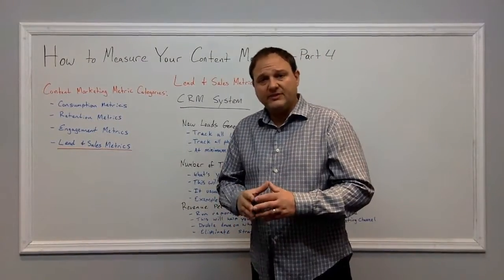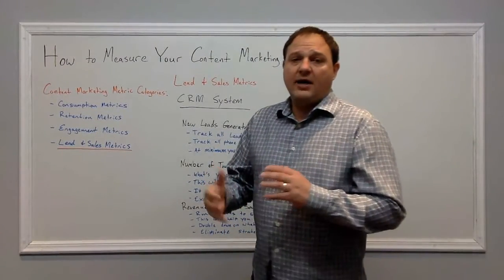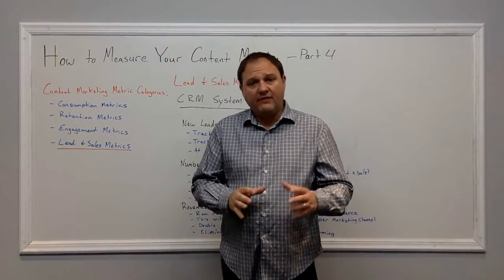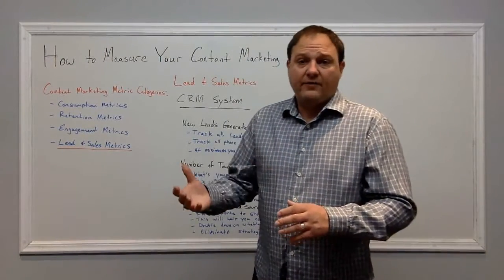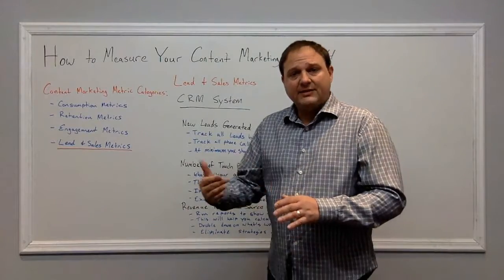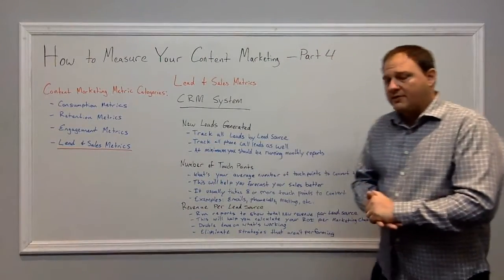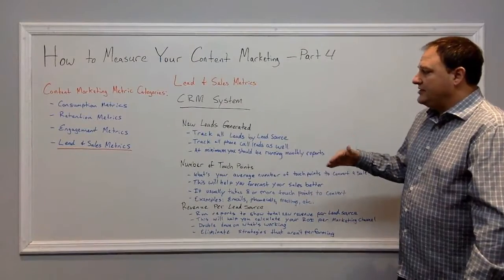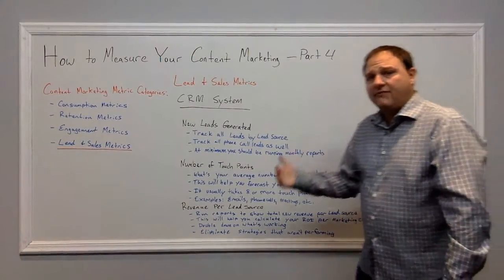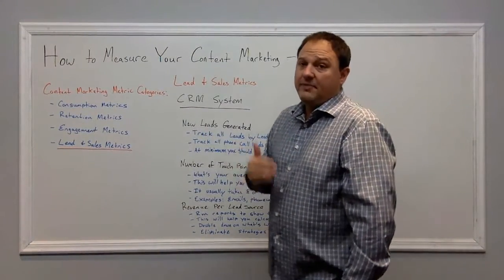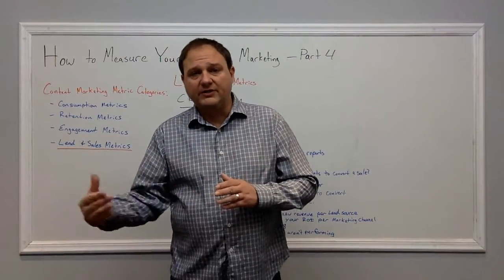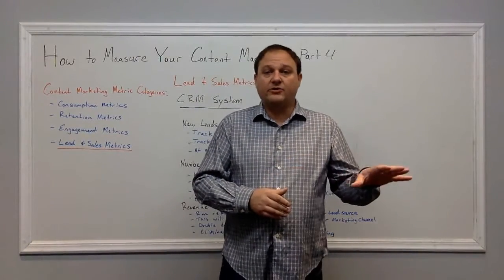So if your CRM system can't calculate reports based on lead sources and stuff, then I'd highly suggest looking at a different system and make this as automated as possible. So first thing you should be looking at is your new leads generated, and you should be tracking these by lead source. Again, this should be as automated as possible. If not, it's just going to take way too much time. The busier you get, you're going to lose track of this.